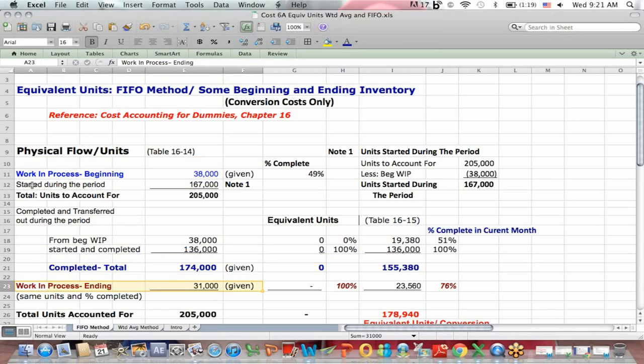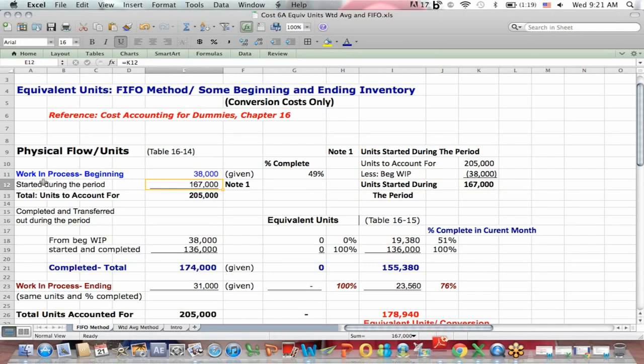What we were not given was units started during the period. But we can figure that out if we have the other three variables. So what I did over here in note 1 was say, how do we figure out units started during the period? Well, we take the total units we need to account for, which is 205, the sum of these two numbers, and we subtract off the units that were in beginning work in process, and we come up with units started during the period, 167,000.